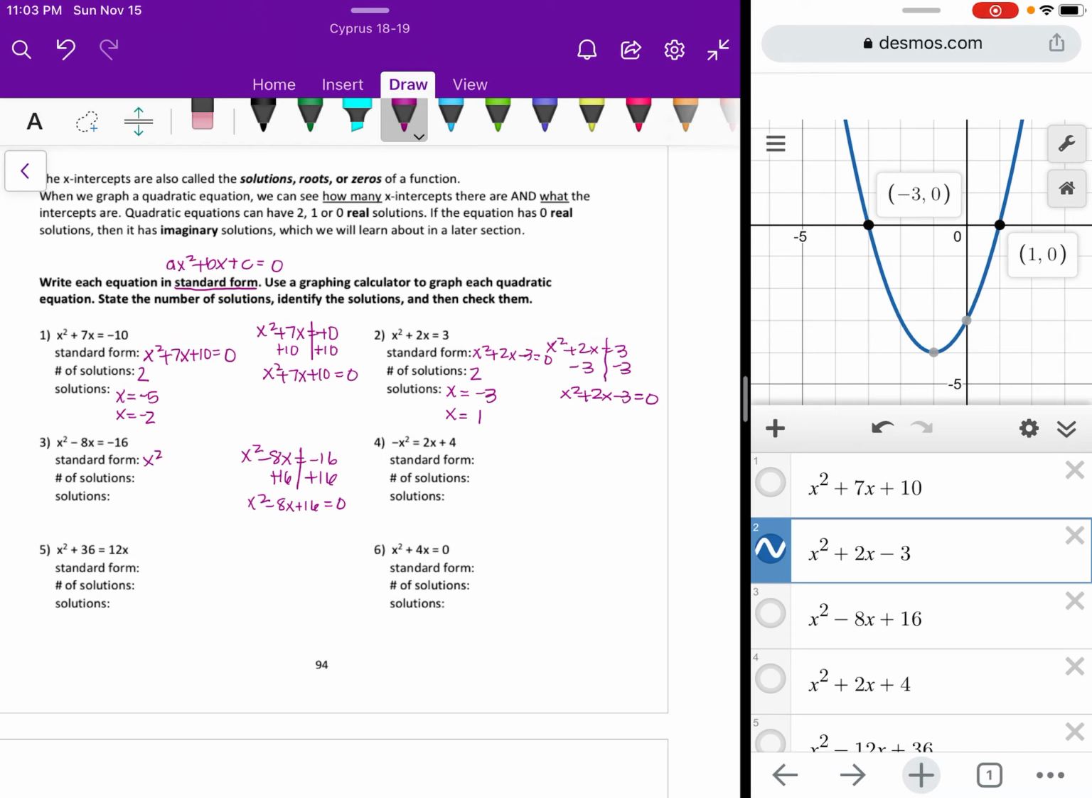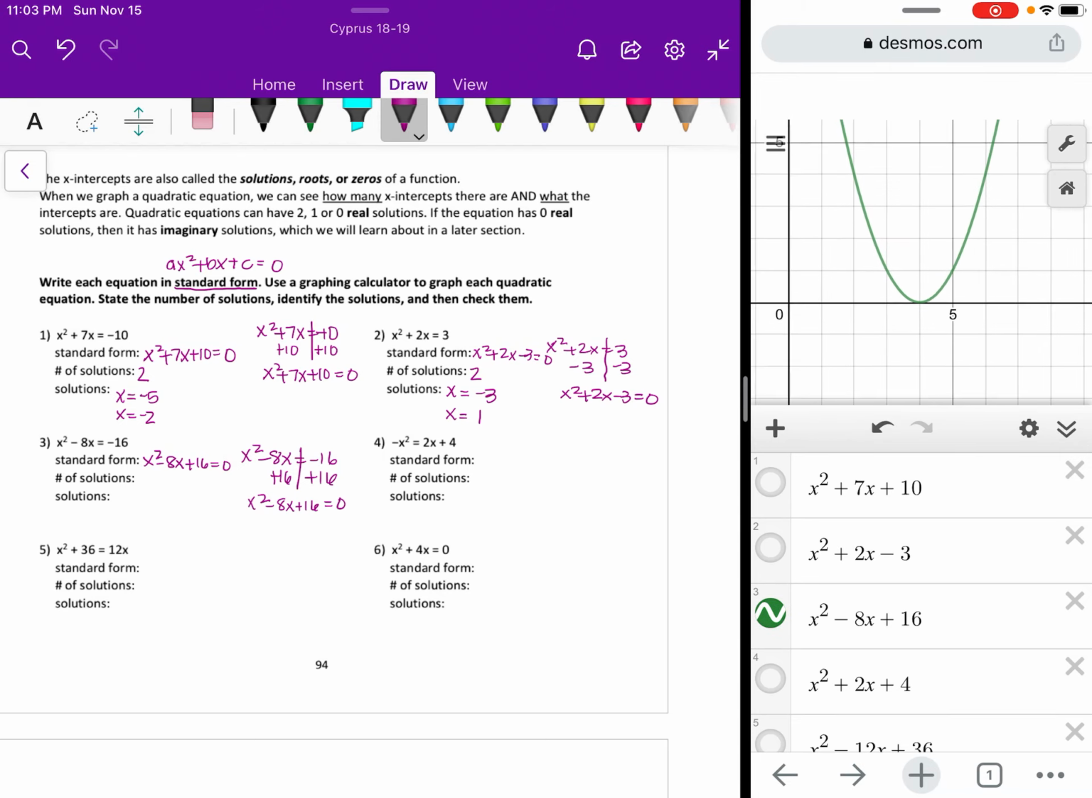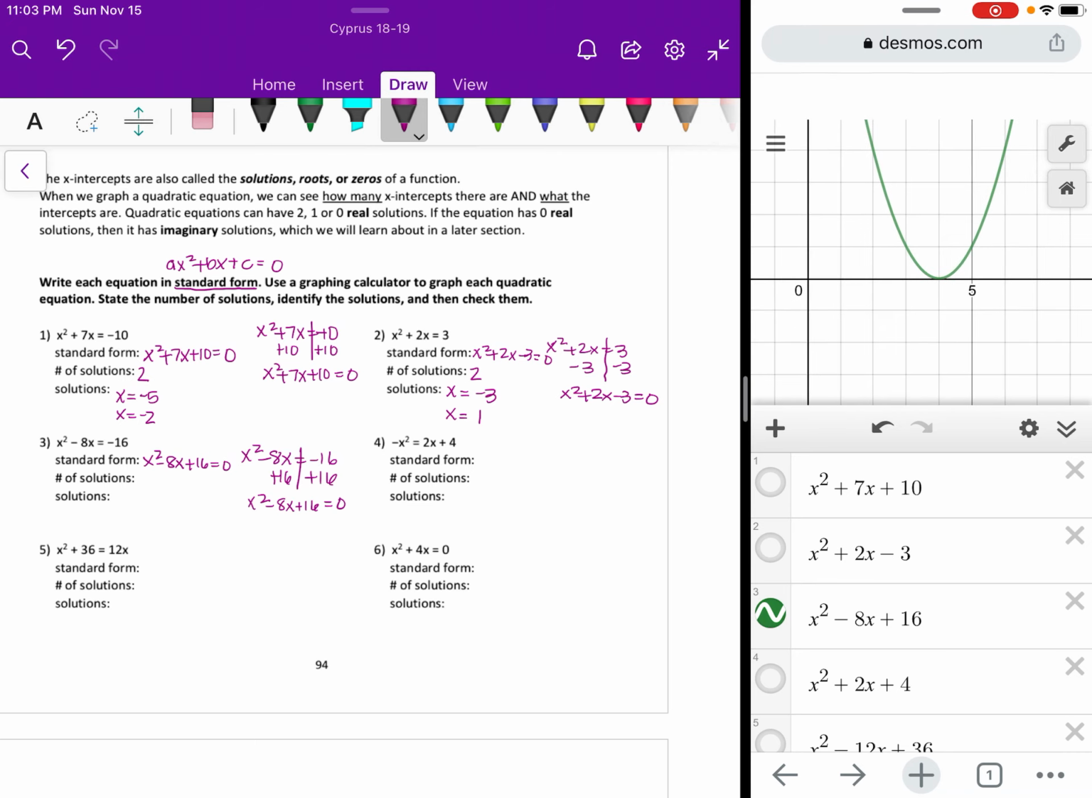So we get our standard form is x squared minus 8x plus 16 equals 0. On Desmos, if we graph that one, this bolded line that's horizontal here, that's our x-axis. This green parabola barely touches that x-axis. We can see it doesn't go through it and then back up again, like a lot of the parabolas we've already seen. This one just barely touches that x-axis, and you can see it only has one gray dot here. So this one only has one solution, and that solution is 4.